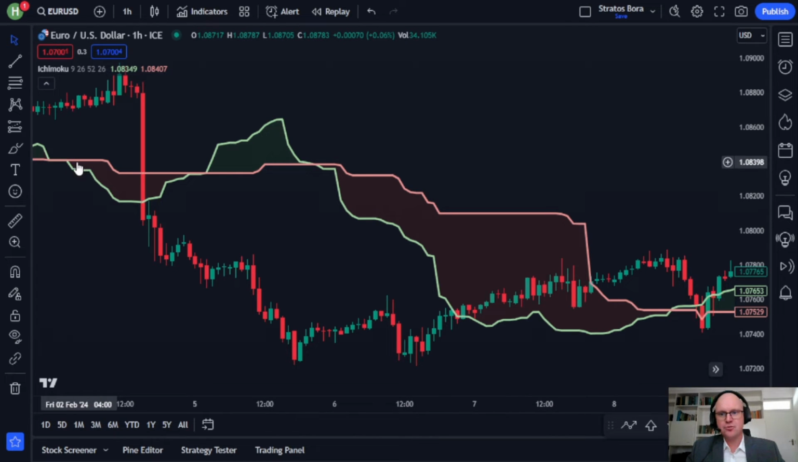Now the cloud twist strategy, as you will notice on TradingView, as the color of the cloud changes, the bot will take alternative trades. This we can now see is as the cloud changes from red to green, it will enter these trades, and of course the opposite for its reverse strategy.